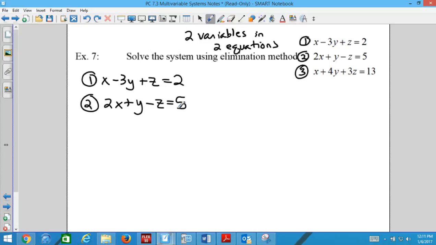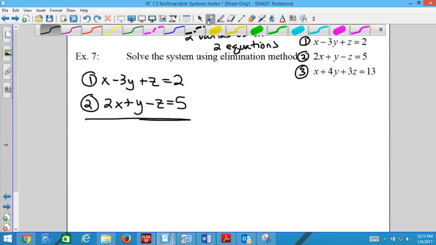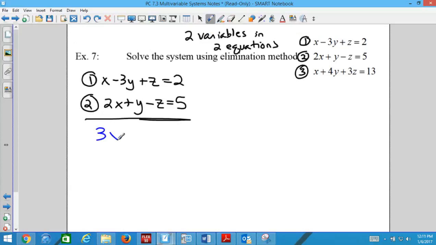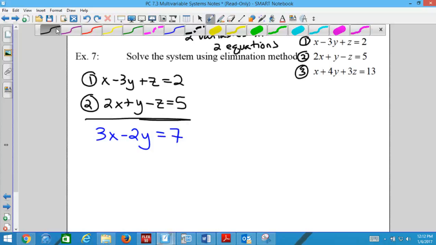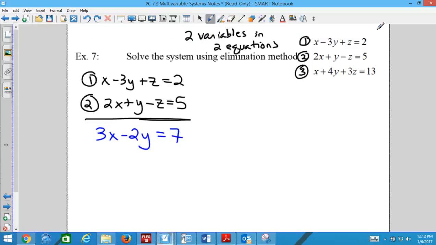All right, we're going to add those together. The z's cancel out, and we get 3x minus 2y equals 7. All right, so I have one equation with 2 variables. I need 2 equations with 2 variables.